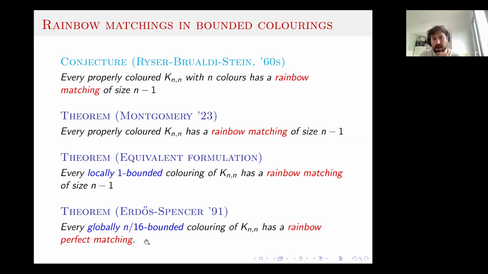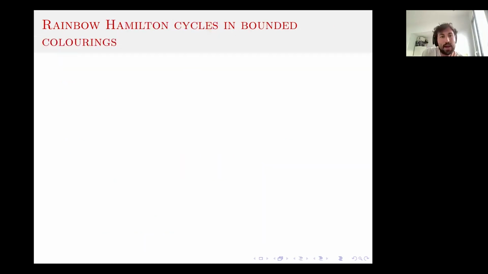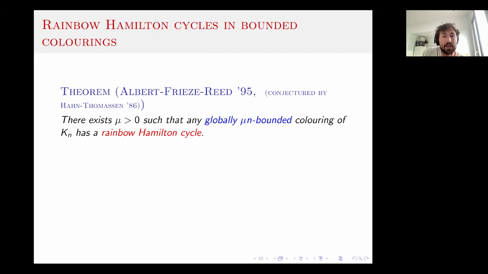Right, so once we have this theorem, then we can ask about general phenomena that mimic this. We can play with what host graph we're looking at. We can play with what subgraph we're looking for. In particular, there's a result of Albert, Fries, and Reed that did this for Hamilton cycles in complete graphs. And I don't say what the mu is here. It's not something crazy. It's, I don't know, 1 over 64 or something.